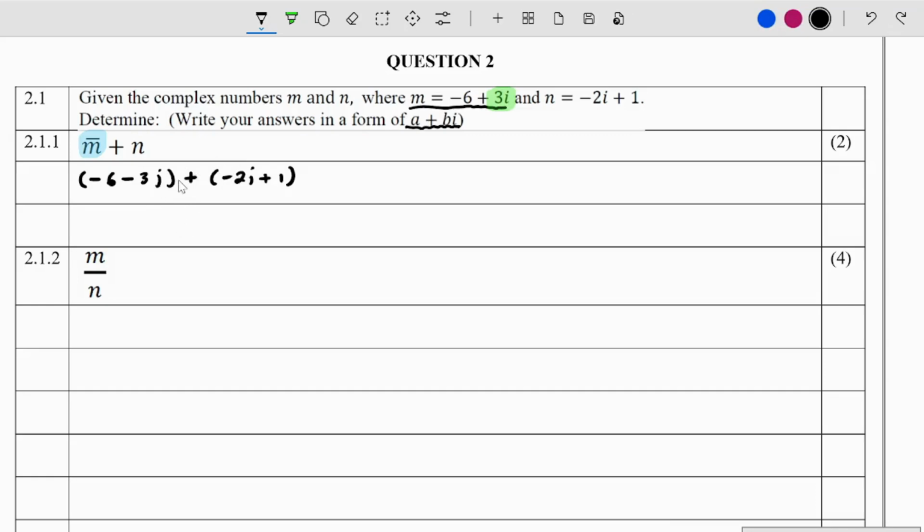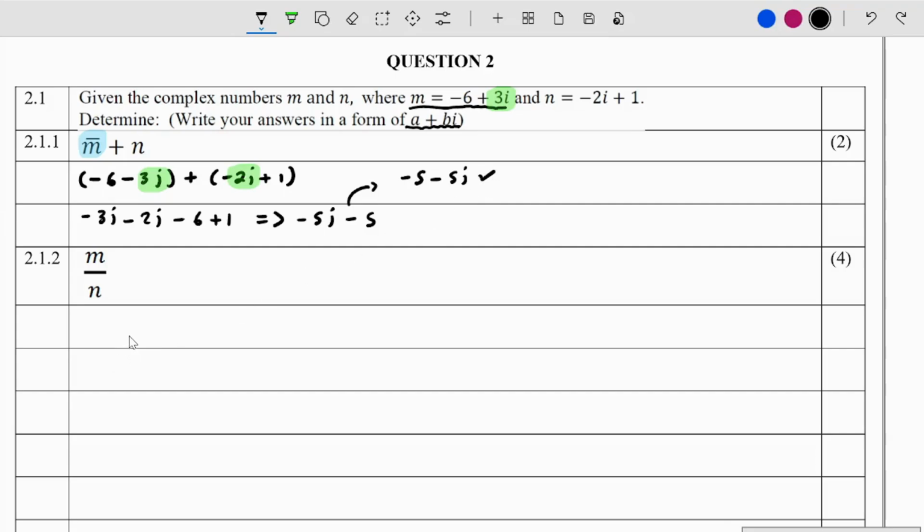What is going to happen now is that I'm going to add up my like terms. My first like terms are negative 3i and negative 2i. I'm going to put them together. My second like terms are negative 6 and positive 1. So this whole thing simplifies to negative 5i minus 5 as well. If you want to rearrange it in the correct order, you can start with negative 5, negative 5i. So that is the order they are looking for. This will be our correct answer here.